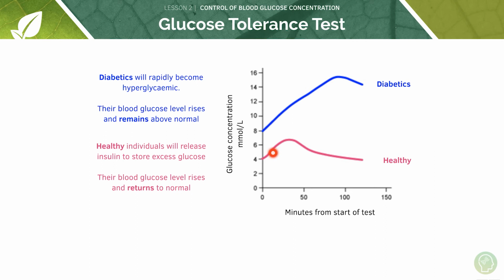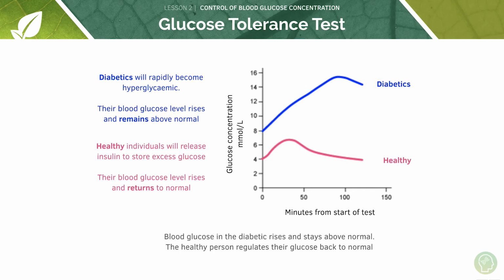But in healthy individuals, insulin will be released as soon as they start eating this meal. The insulin is released into the blood, it binds to its insulin receptor and therefore allows for glucose uptake from the blood into cells. And their glucose level rises and then returns to normal as a consequence of this. So our key take-home message from this diagram is this. In the diabetic, our blood glucose rises and stays above normal, whereas the healthy person secretes insulin and regulates their glucose back to normal.